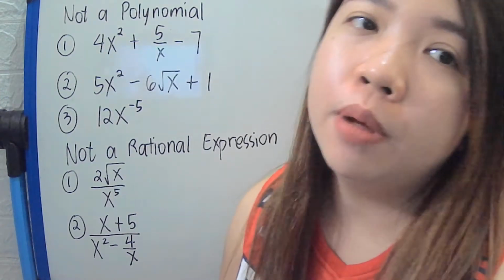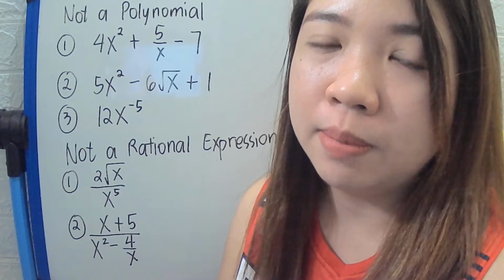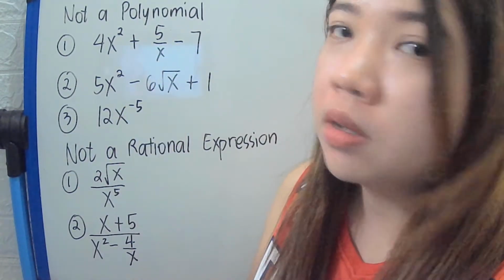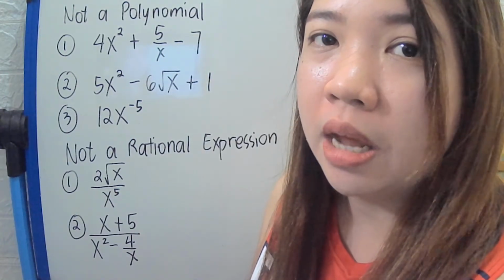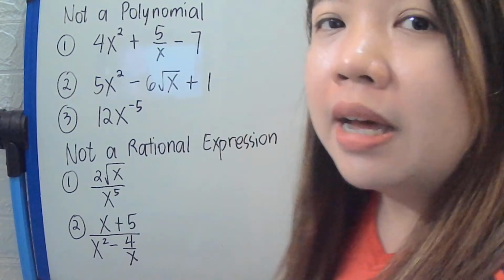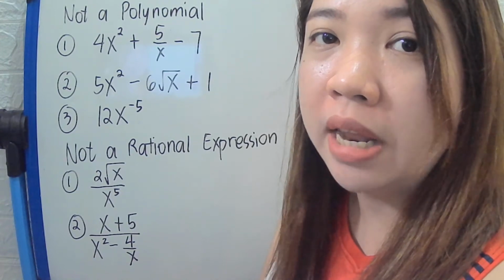So for example, in number 1, you are given 4x squared plus 5 over x minus 7. So as you can see, in the middle term, 5 over x, you have there a fraction form in which the denominator is a variable. So always remember that it is not a polynomial if you have a variable in the denominator.